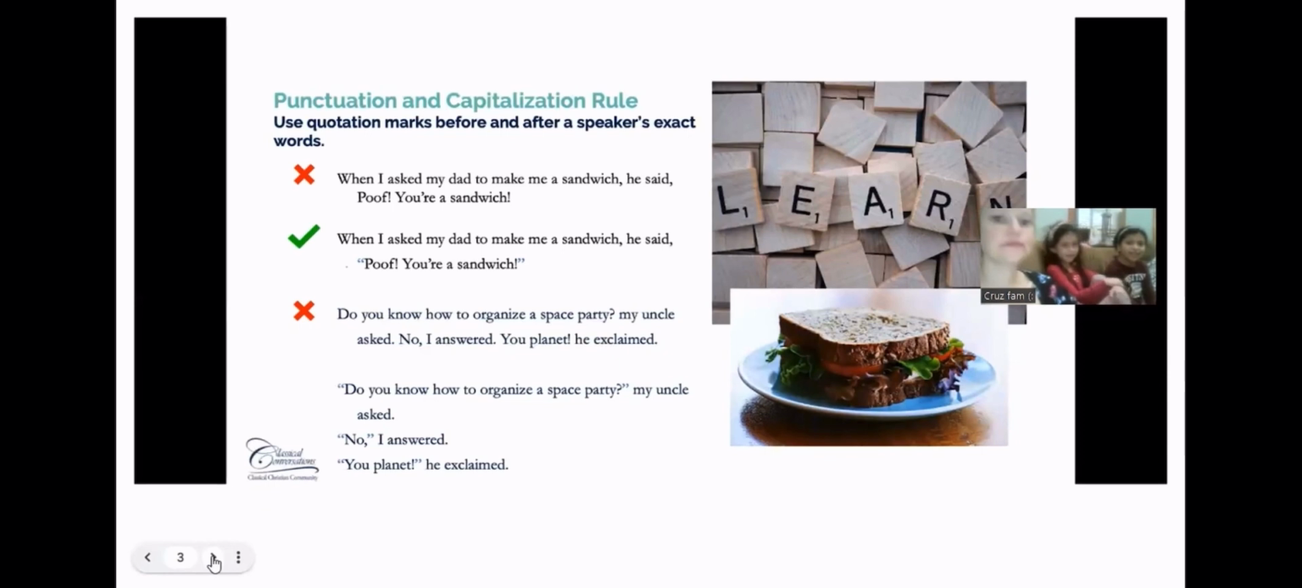Punctuation and capitalization rules. Use quotation marks before and after a speaker's exact words. So when you want to include in your writing something that has been said by someone else, you let your reader know by putting the words someone else said inside of quotation marks before their words start and after their words finish. You also want to include inside of the quotation marks the end mark that matches the way the person said the words that they said.